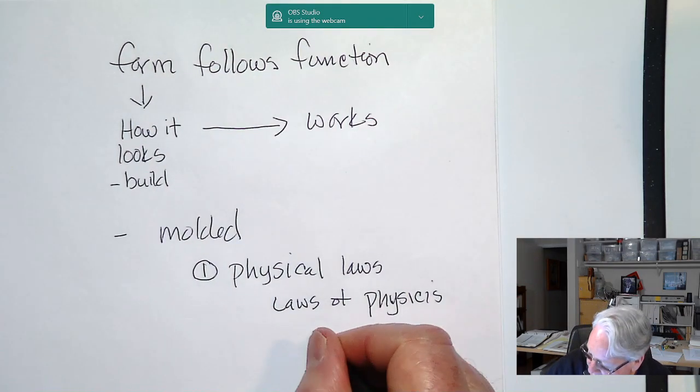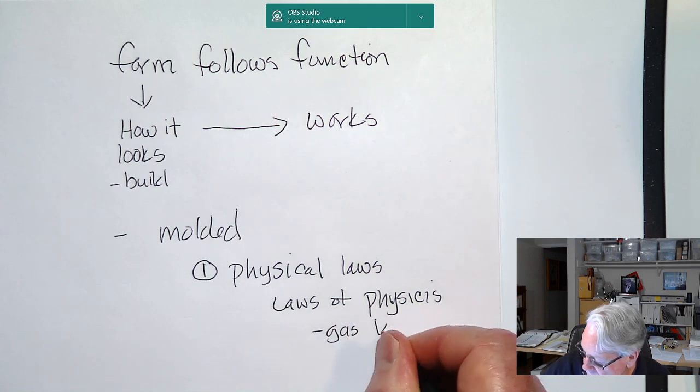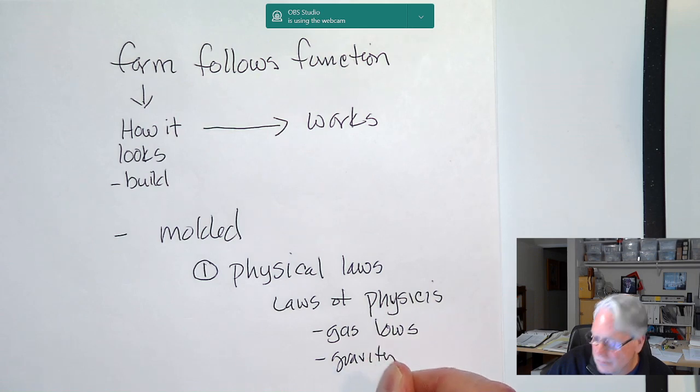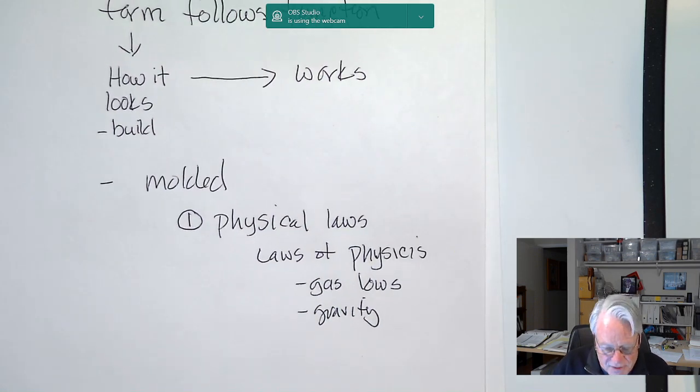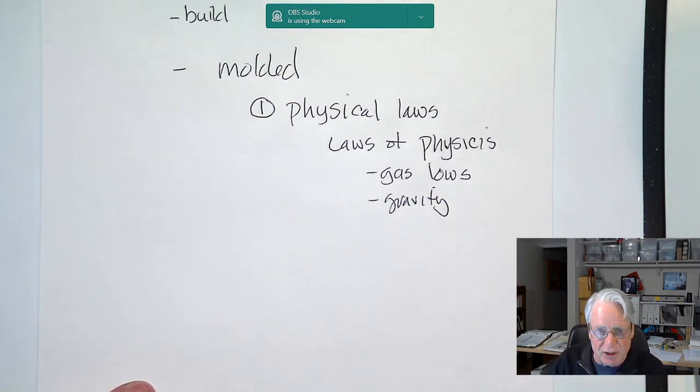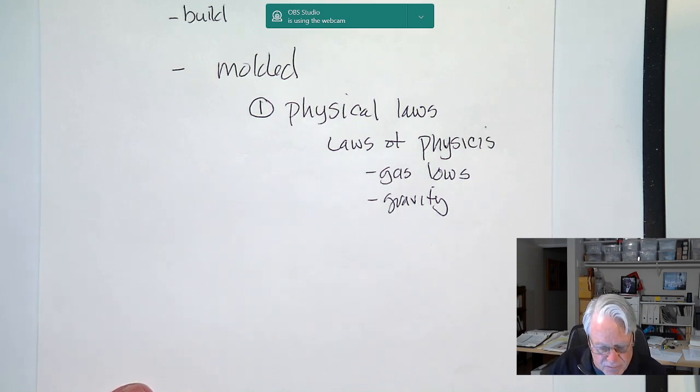So things like the gas laws, gravity, all of these things are going to have an effect on how it not only looks, but how it functions. So yes, form follows function, but it has to operate in this environment where it has to obey these physical laws of the universe. So you can't break the laws of physics when you build a living human structure.